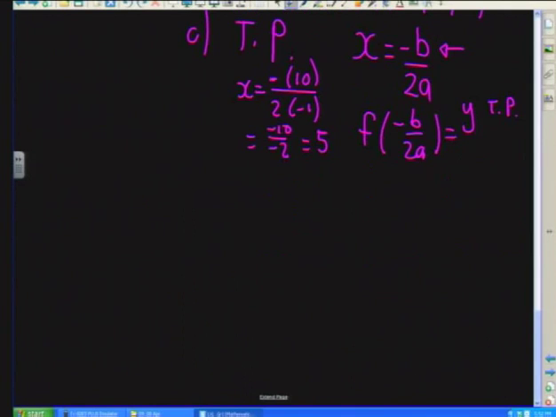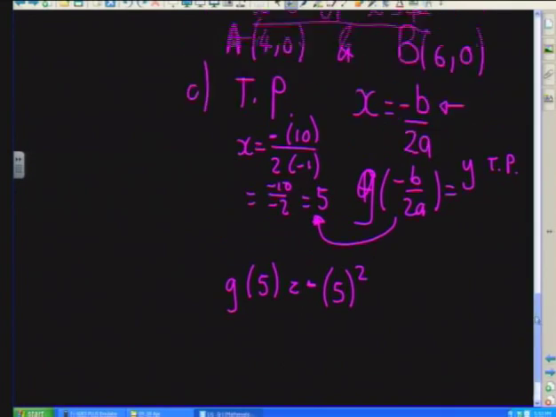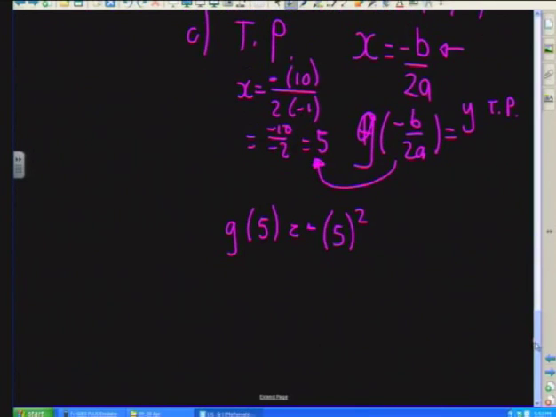We need to find the y value that corresponds to that axis of symmetry, so we need to find the y value of the turning point. So I substitute 5 into my equation. Sorry, that should have been a g. So I go g of 5, and wherever there was an x in the original function that was given to me, I substitute 5. So I've got minus 5 squared, and then plus 10 times 5, and then minus 24.